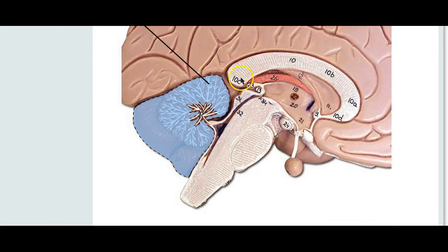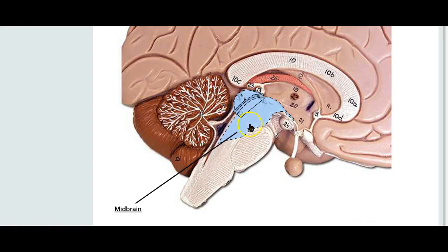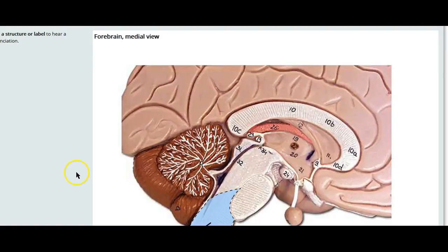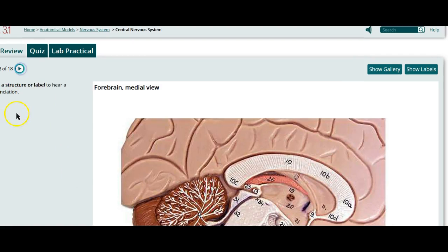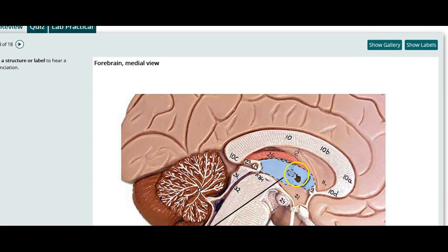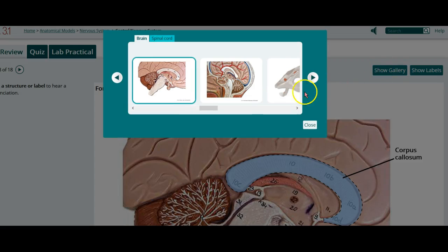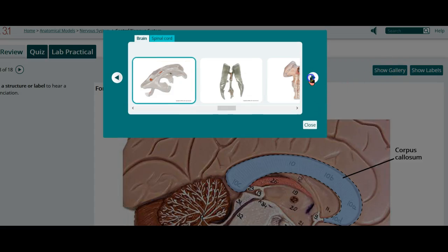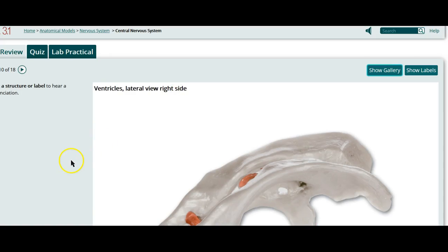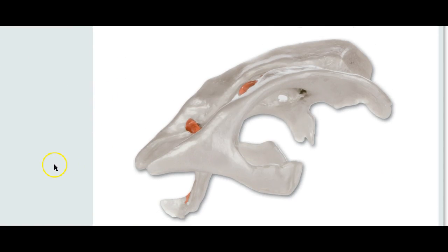Here, it does different parts of the brain. There we go. Midbrain, pons, medulla. And then on the next one, I think it does thalamus, hypothalamus, pineal gland, all of that. So don't forget that that's in practice anatomy lab. But here are your ventricles.